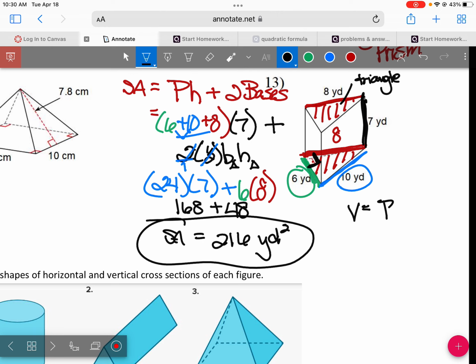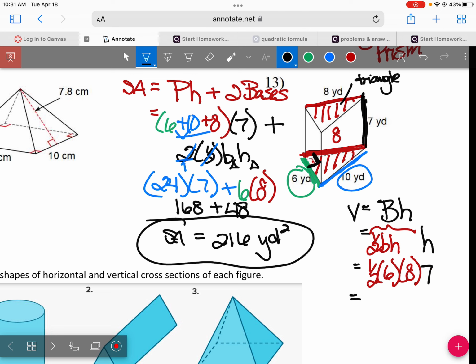Volume is much easier. It's area of the base times the height. Your area of the base is a triangle, 1/2 base times height of the triangle, times the height of the prism. So 1/2 base of the triangle 6, height of the triangle 8, times the height of the prism, 7, gives me a total of 168 yards cubed.